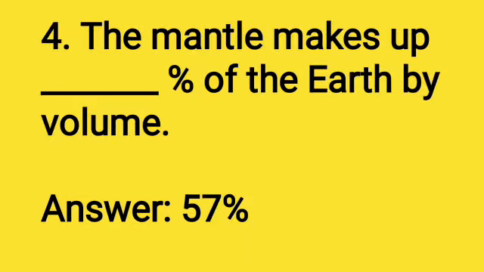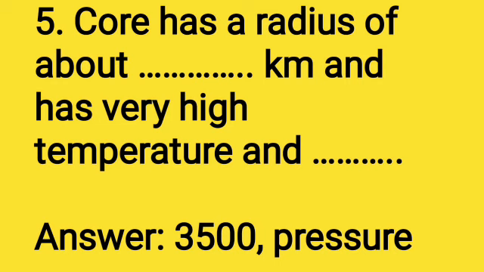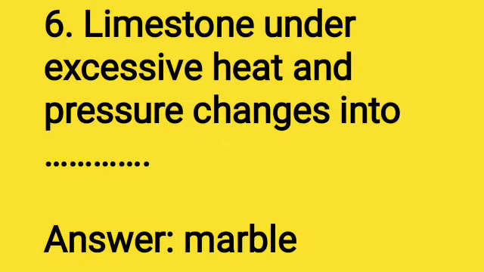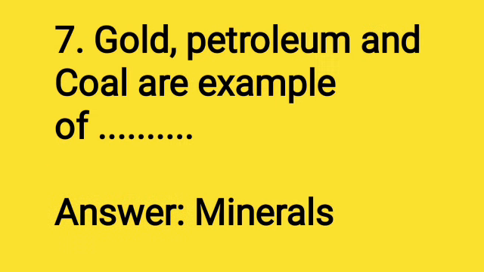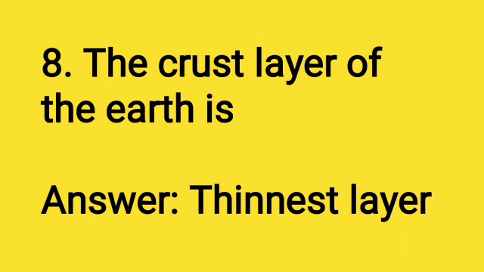4. The mantle makes up blank percent of the Earth by volume. Answer. 57%. 5. Core has a radius of about blank kilometers and has very high temperature and pressure. Answer. 3500. Pressure. 6. Limestone under excessive heat and pressure changes into blank. Answer. Marble. 7. Gold, petroleum and coal are examples of blank. Minerals.